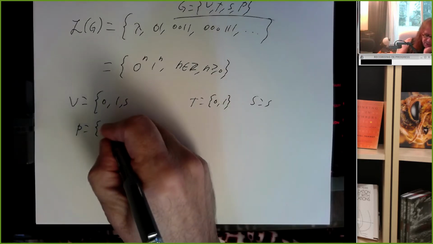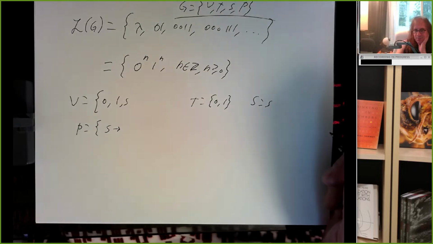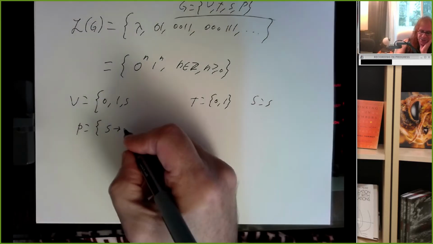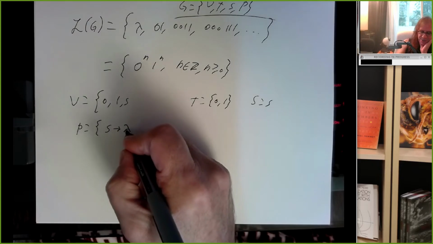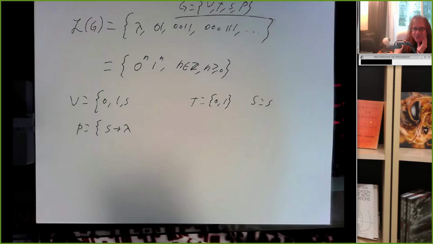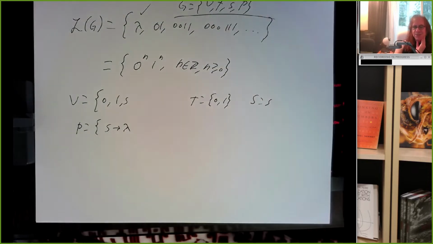So let's think about our start symbol. And we know we want to be able to get the empty string. So here's a sort of low-hanging fruit. We could just take our start symbol, change it into lambda, the empty string. And that would give us our empty string in our language.